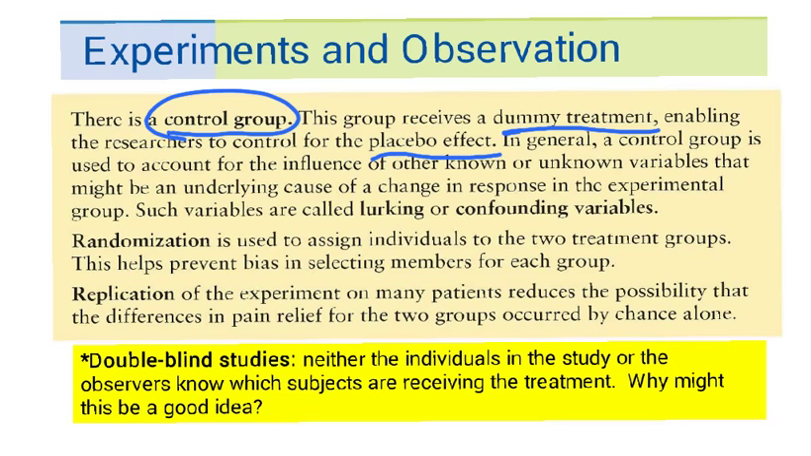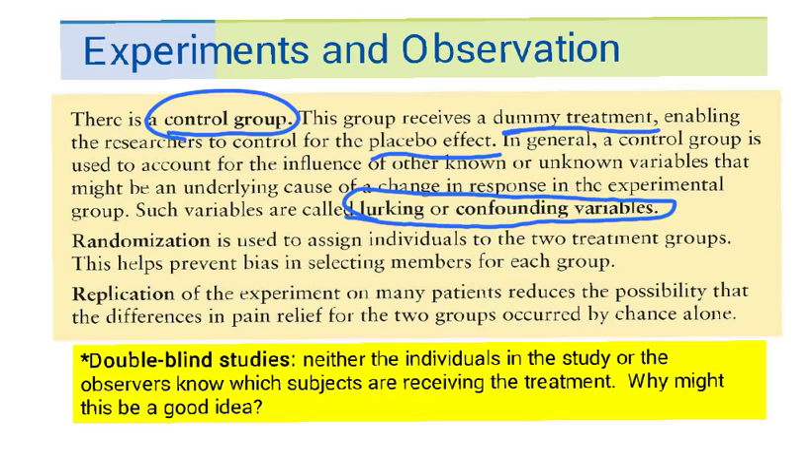Okay. This also allows researchers to control for other variables, which we call lurking or confounding variables. These may be other factors that might influence the result. Using individuals who aren't getting the treatment and individuals who are getting the treatment helps us to find these out.